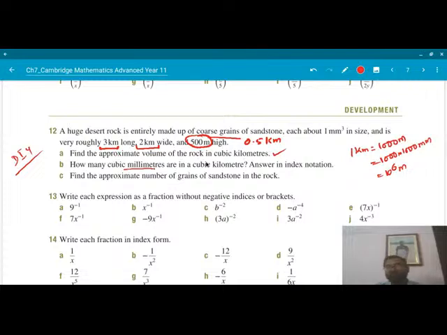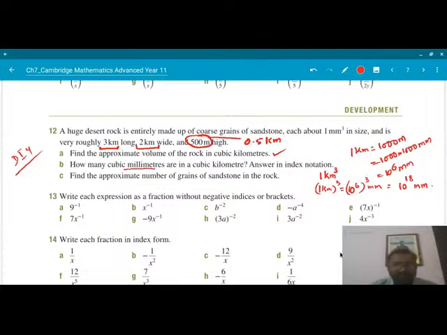How many millimeters are in a cubic kilometer? A cubic kilometer means 1 kilometer cube, and 1 kilometer equals 10 power 6 mm. So 1 kilometer whole cube is 10 power 6 whole power 3. It's the power of a power, so it's a product, 10 raised to 18 millimeter cube.